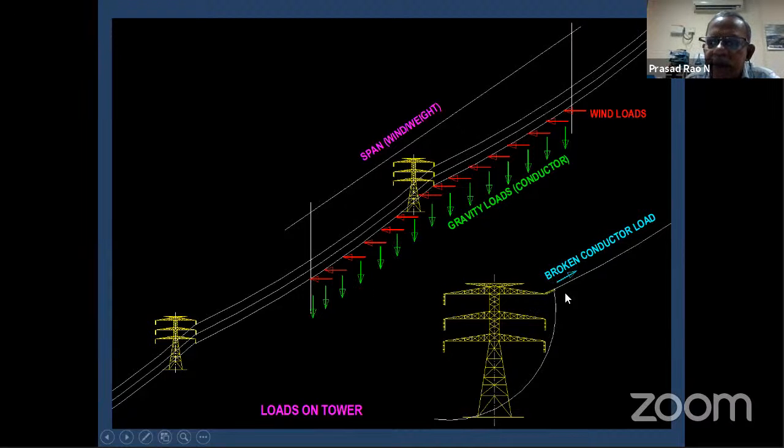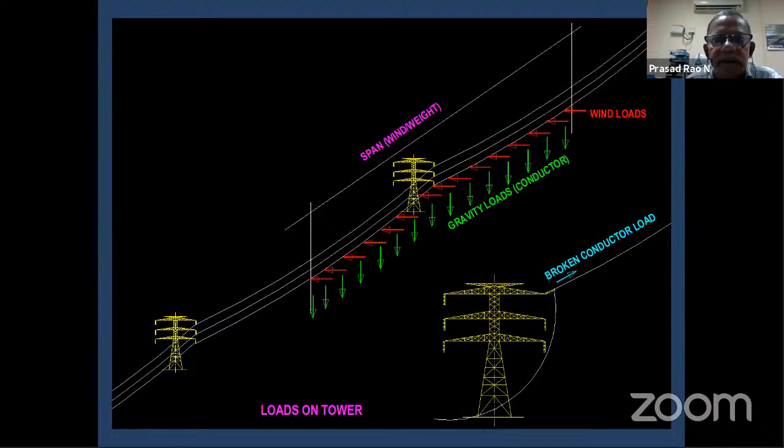And if you see broken wire, when this system is intact, there is no broken wire load except the deviation loads. Once one of the conductors is broken, then this becomes unbalanced like this. So on one side there will be a pull, and though it is dynamic, this is simplified into a static load by using a factor of 2 or 2.5, and these loads are applied in the tower and tested in the prototype testing.